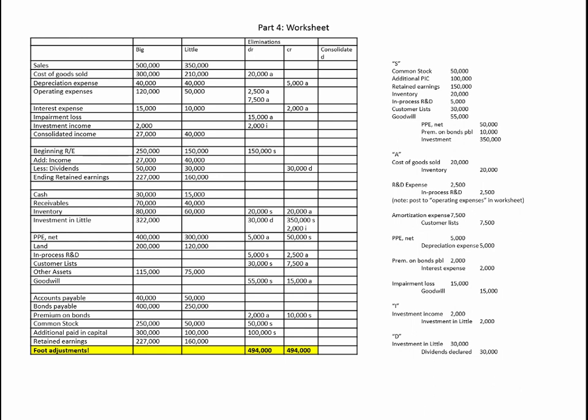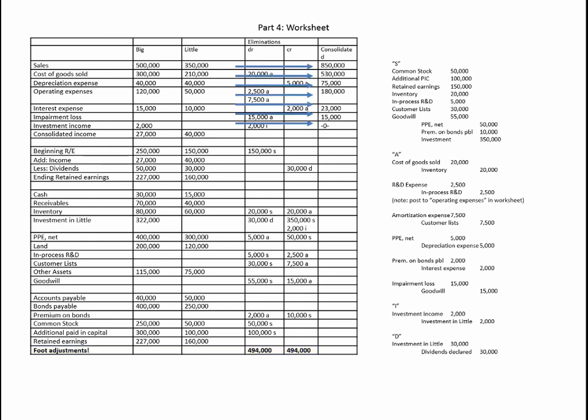So again, having the debit and credit columns balance isn't a guarantee we did it correctly. We could have omitted an entry entirely. Instead of putting a debit in cost of goods sold, we could have put a debit in depreciation expense, but at least it makes us a little more certain that we didn't make some gross error of overlooking half of an entry or something of that nature.